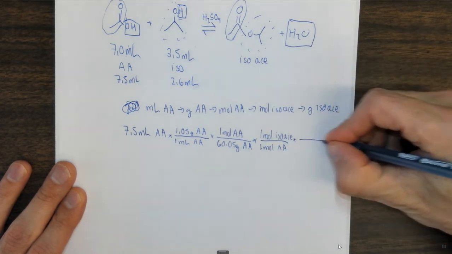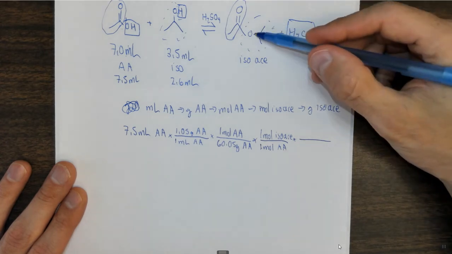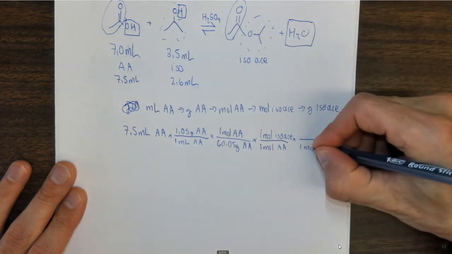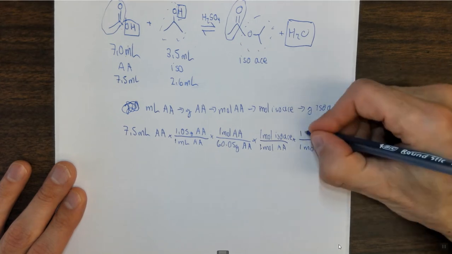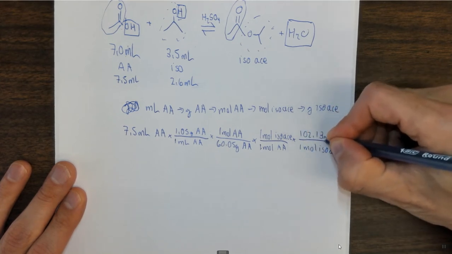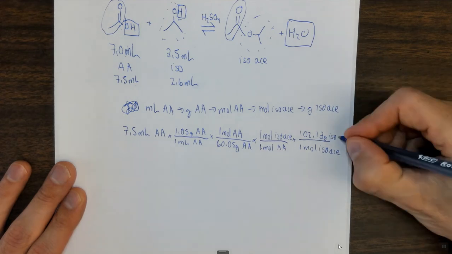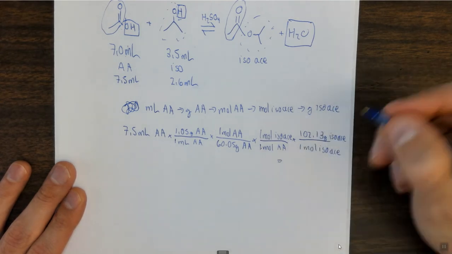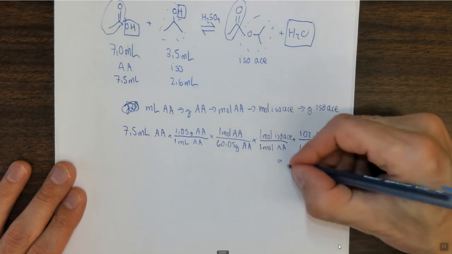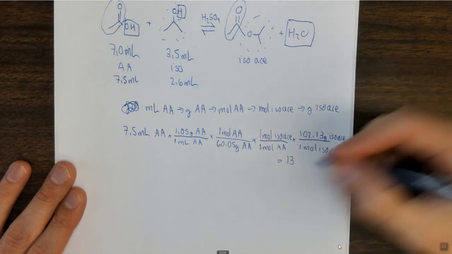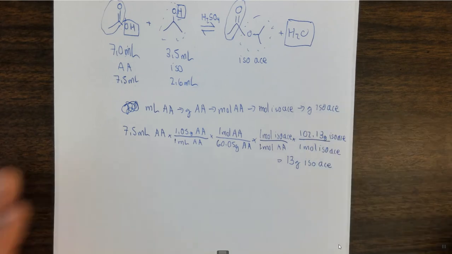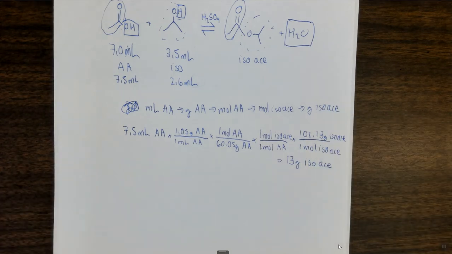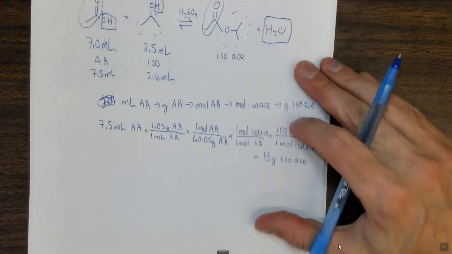And then finally to grams of isopropyl acetate using the molar mass of isopropyl acetate. So 1 mole of isopropyl acetate is 102.13 grams of isopropyl acetate. And when I do all that math, I find that we make 13, to two significant figures, grams of isopropyl acetate. So if I use all of my acetic acid, I'll make 13 grams of isopropyl acetate.